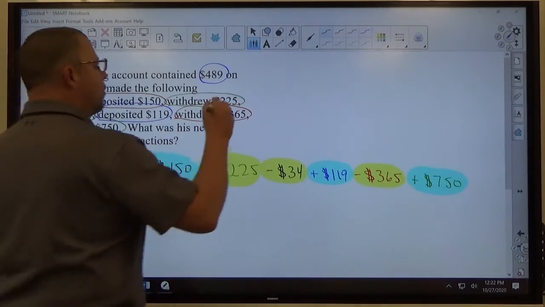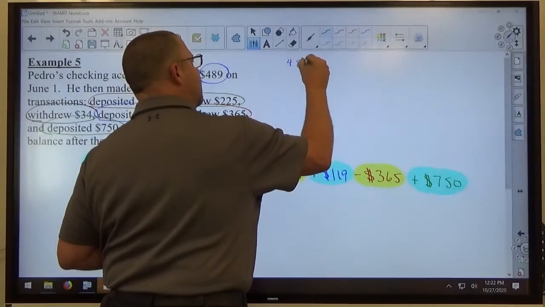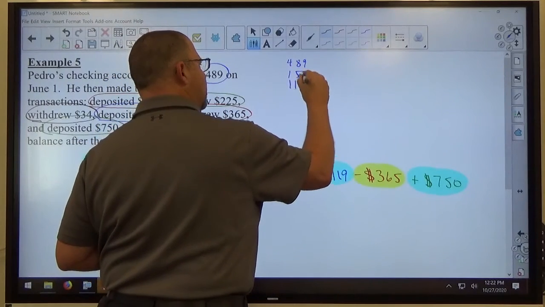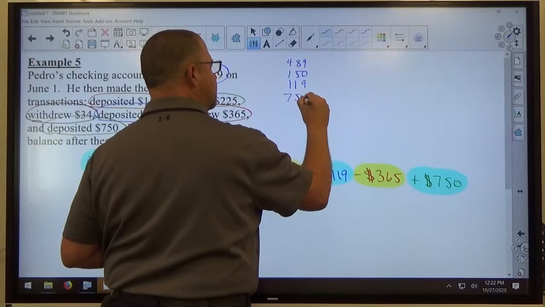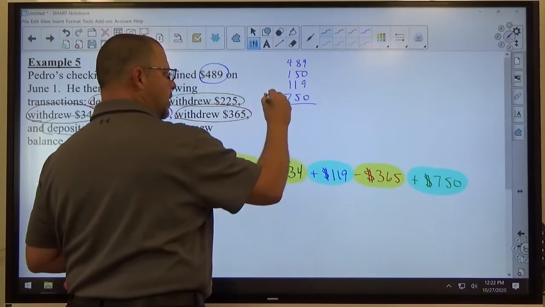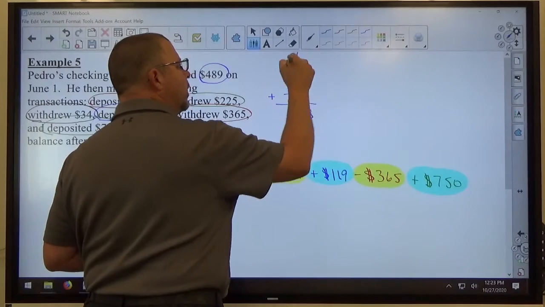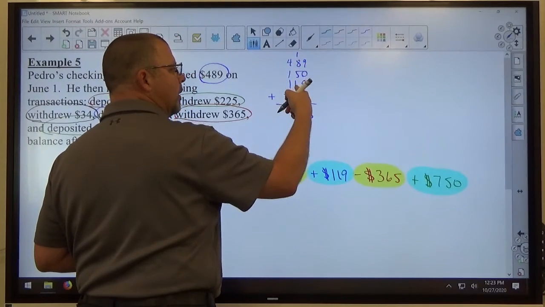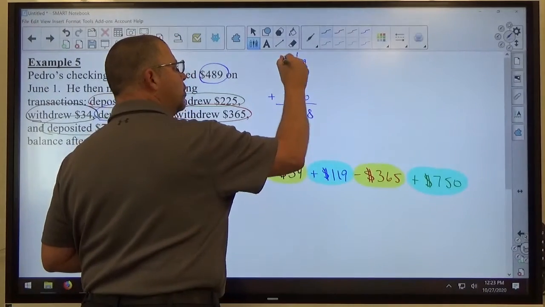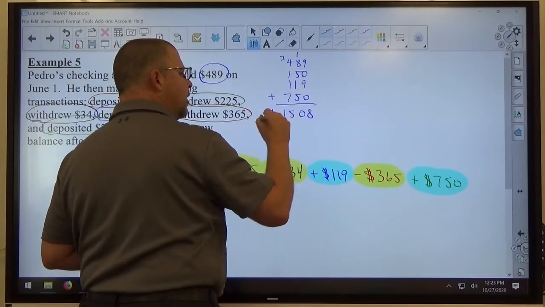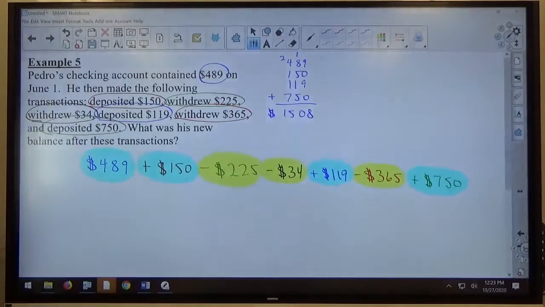So I'm just going to add up all those numbers in one place. So I'm going to do 489 plus 150 plus 119 plus 750. Just basic column stuff here. 9 plus 9 plus 0 plus 0 is 18, carry the 1. 1 and 8 is 9, 14, 15, 20, carry the 2. 2, 6, 7, 8, 15. So $1,508 is all the positive transactions in his account.